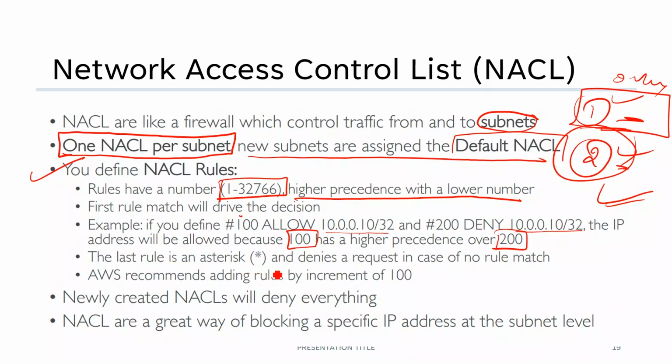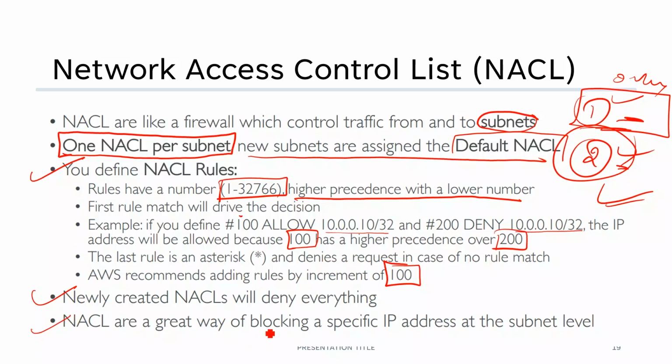The last rule is an asterisk and denies a request in case of no rule match. So basically, if you have deny rules, it is a very good principle to write it at the end with the star, because first of all your allow rules match. For example, if none of the rules match, then basically you just deny it. That's it. And AWS recommends adding rules in increments of 100. It becomes really readable if you keep your rules at an incremental level of 100. Newly created NACLs will deny everything. That is why I told you that it is different from the default NACL, because when you create a new NACL for your subnet, it will automatically deny everything, but the default NACL by default allows everything.